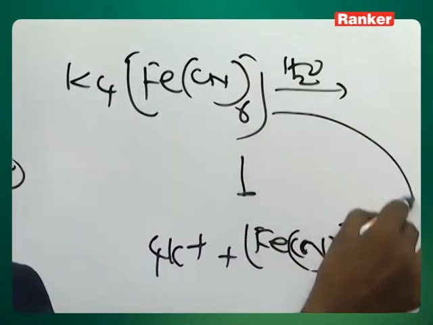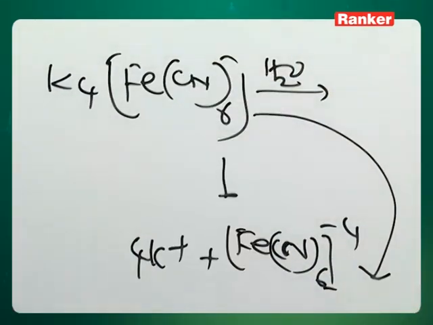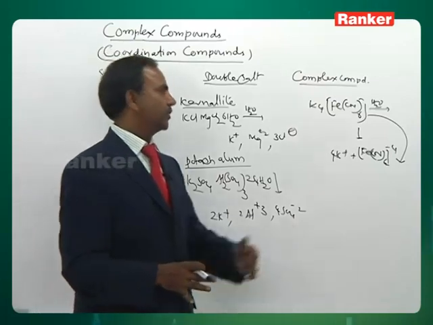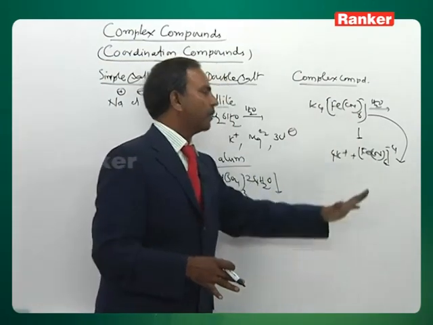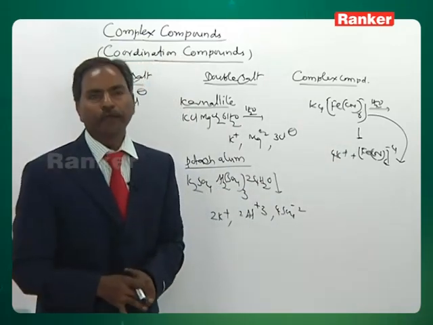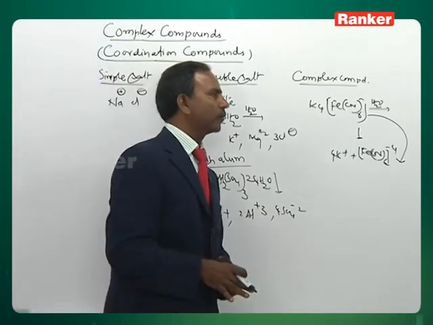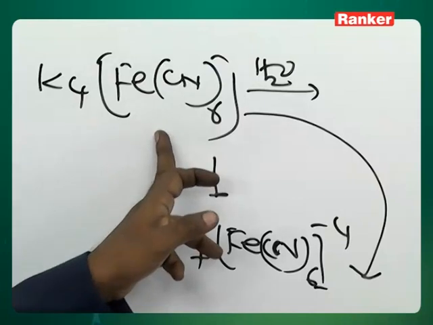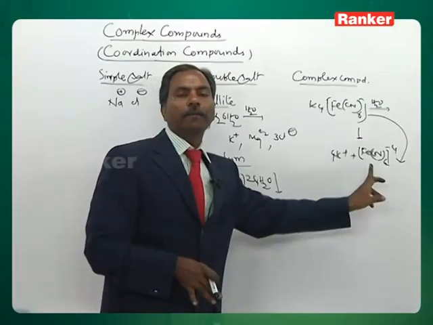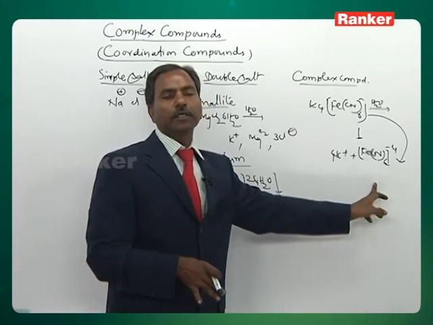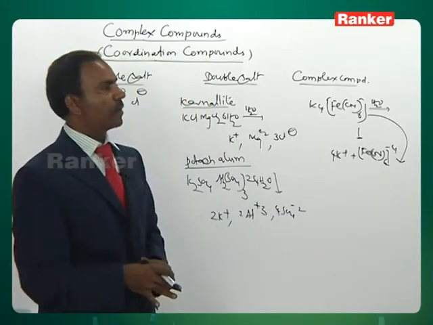The complex ion is actually exhibiting its independent property as such. It is showing specific properties of the complex ion, but is not exhibiting any property of Fe+2 or CN- ion. So the compound or salt undergoing partial ionization, where the complex ion does not ionize, is known as a complex compound.